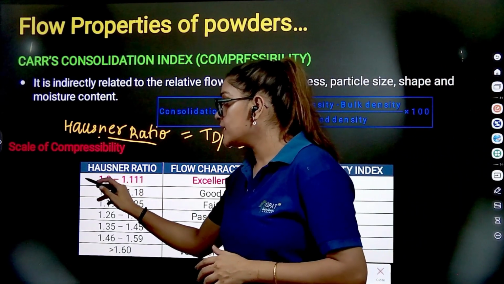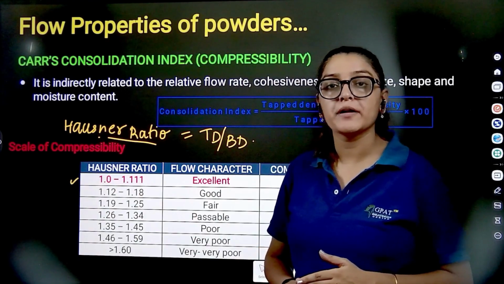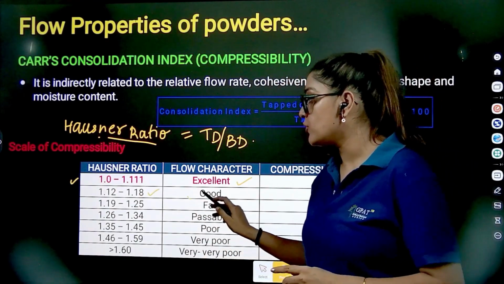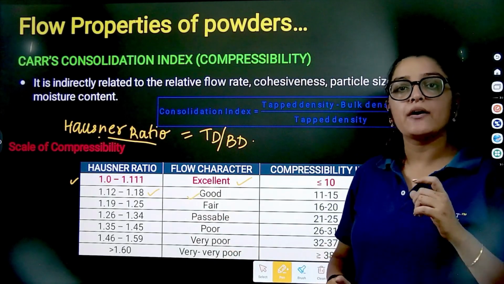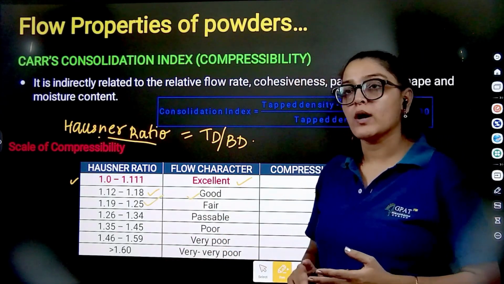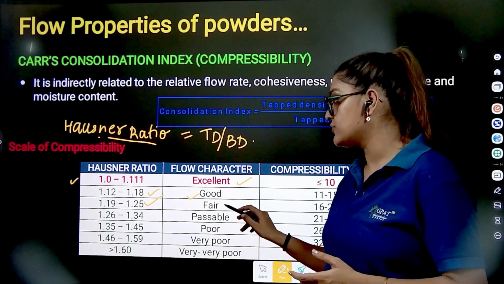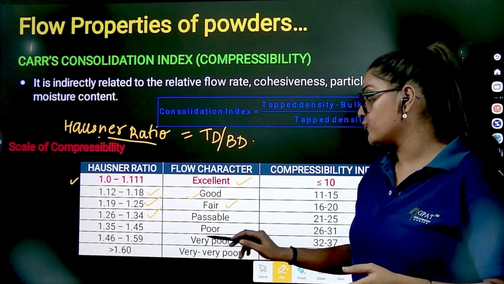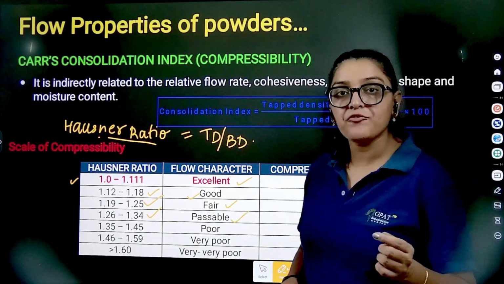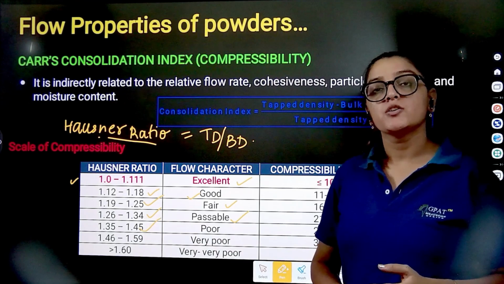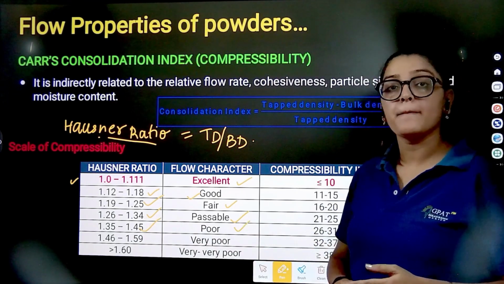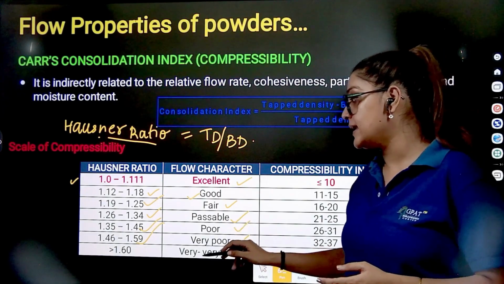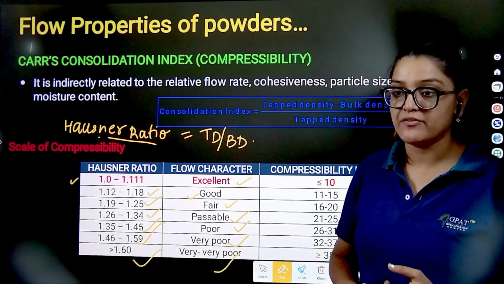For example, if the value lies between 1 to 1.1, you will have an excellent flow. If you have 1.12 to 1.18, you have a good flow. If it is between 1.19 to 1.25, it will be a fair flow. If it is between 1.26 to 1.34, it will be a passable flow. If the value is between 1.35 to 1.45, it will be offering a poor flow. If it is 1.46 to 1.59, it will be very poor, and more than that, it will be very very poor.